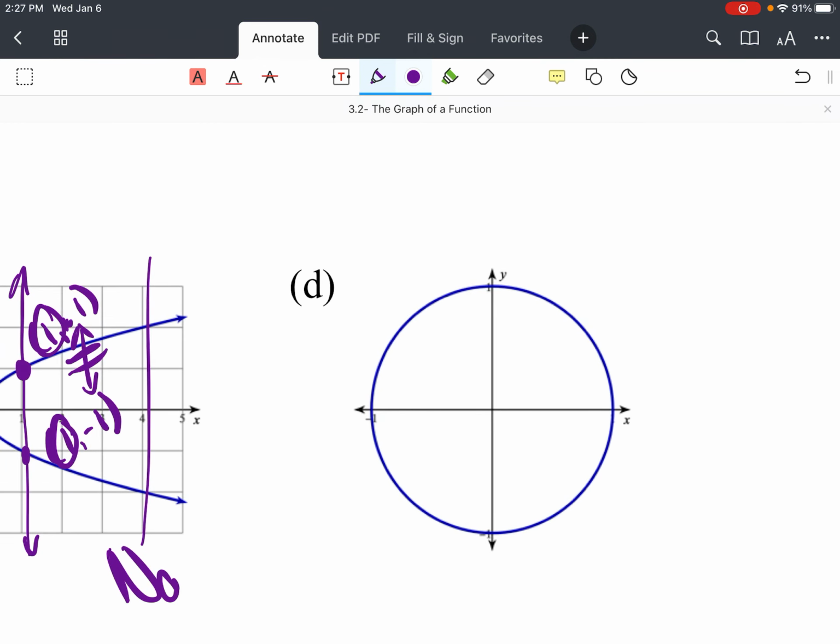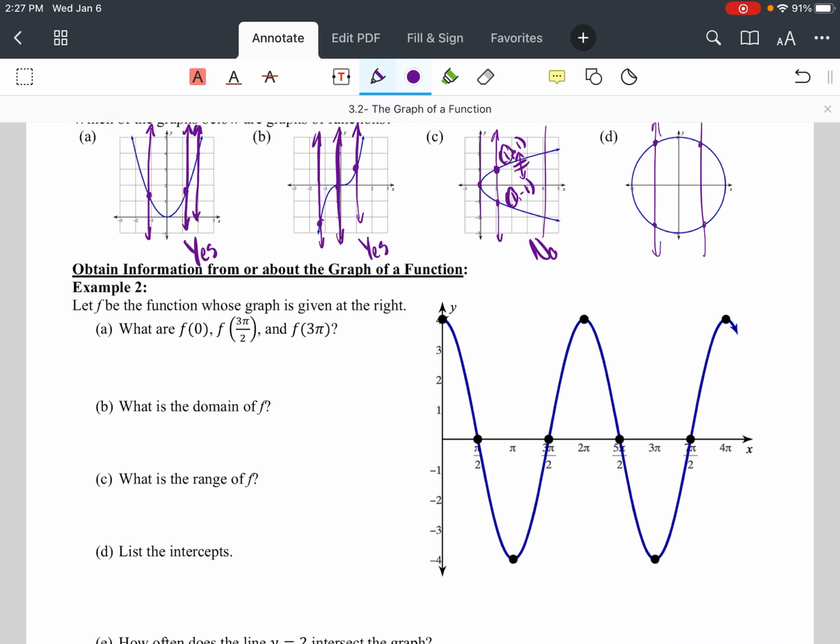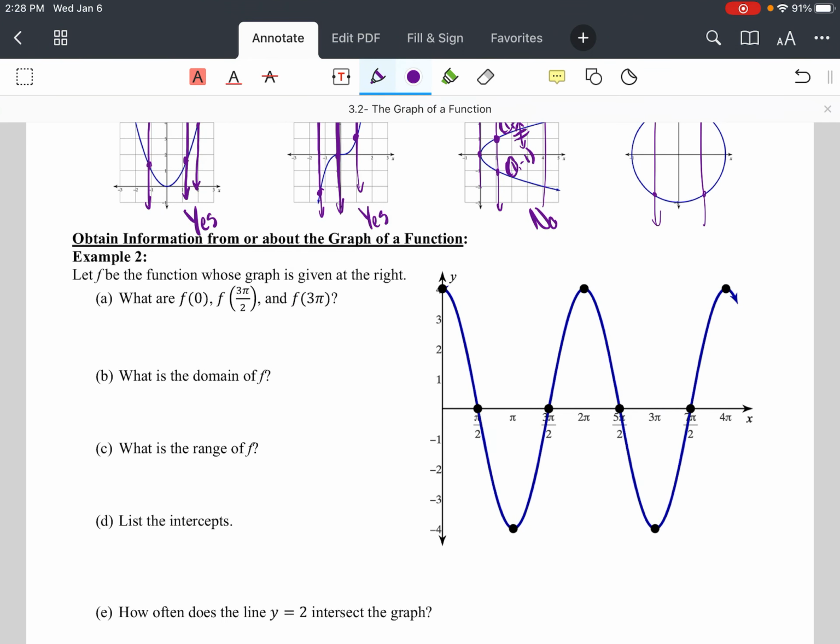All right, what about part D? Part D is a circle, and again, just by looking at it, if we were to draw a vertical line anywhere on our graph, notice that they again intersect our graph at more than one place. So as soon as it intersects more than one time, we can call that a non-function, or not a function.